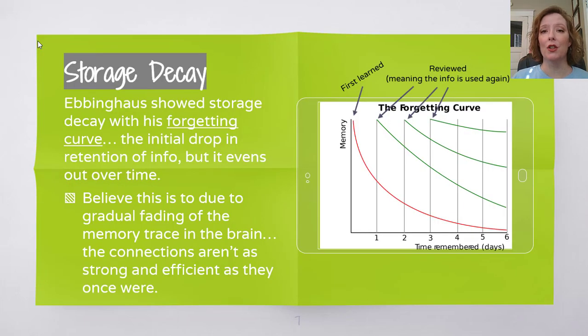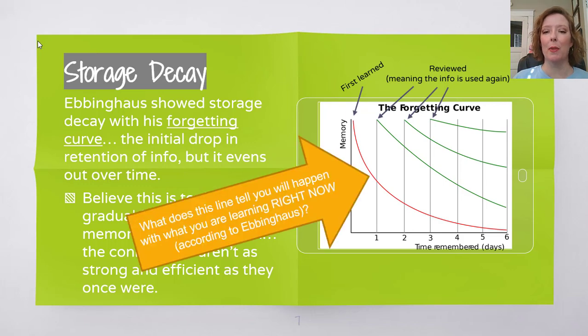One of our key players in memory and forgetting is a researcher named Ebbinghaus, and he showed storage decay with his forgetting curve. This is something you will definitely want to be familiar with. You see the initial drop in retention of information, but it does even out over time. We believe that this is due to the gradual fading of the memory trace in the brain. The connections aren't as strong and efficient as they once were. Take a look at this graph and you can see what I'm talking about. Every time the information is reviewed, less is decayed, and that's a good thing.